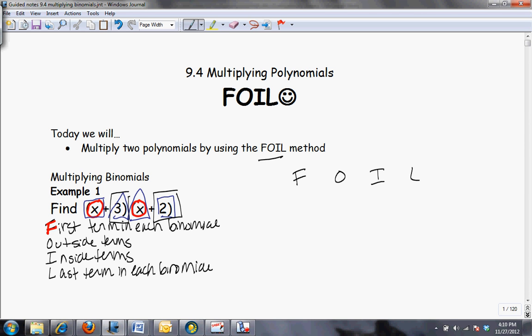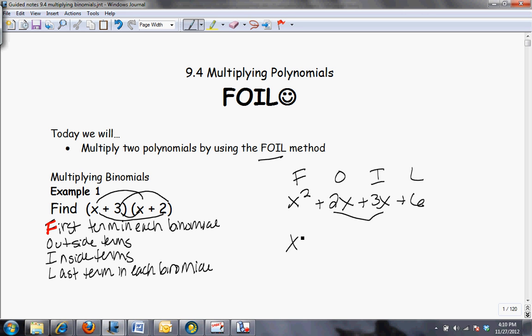First, outside, inside, last. So now that I've done this, I'm going to erase this if you don't mind, so I can show my diagram. First two terms, x times x. So first is going to be x squared. The outside terms, x times 2, or 2x. The inside terms, we have 3x. And the last terms, we have 3 times 2, which is 6. These two combine because they're like terms. So we have x squared plus 5x plus 6.